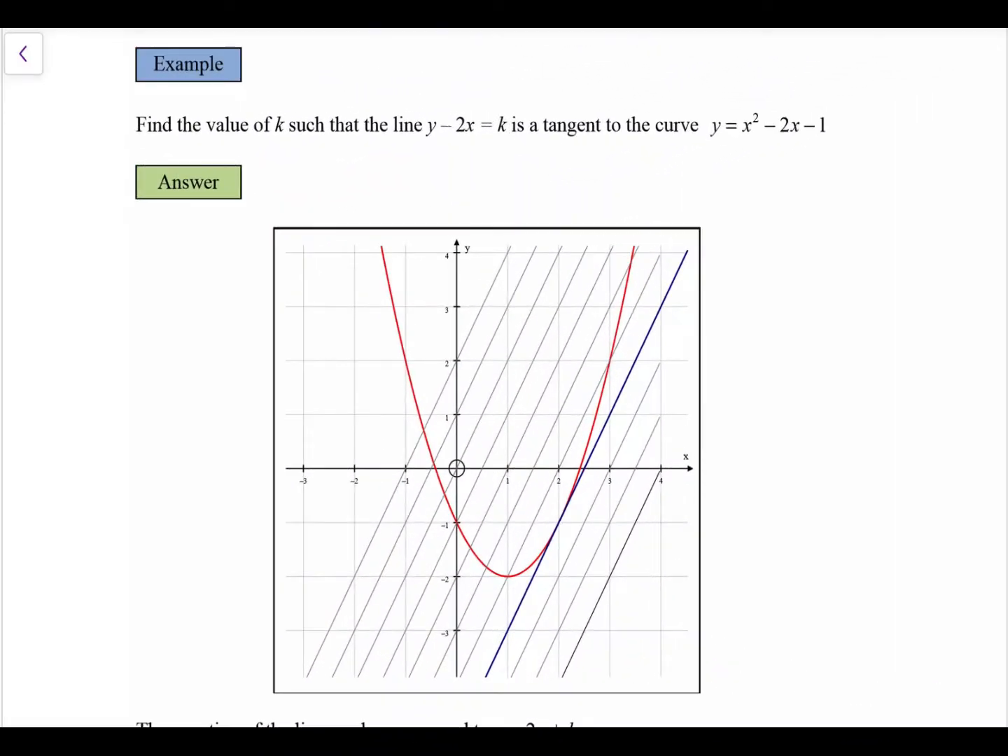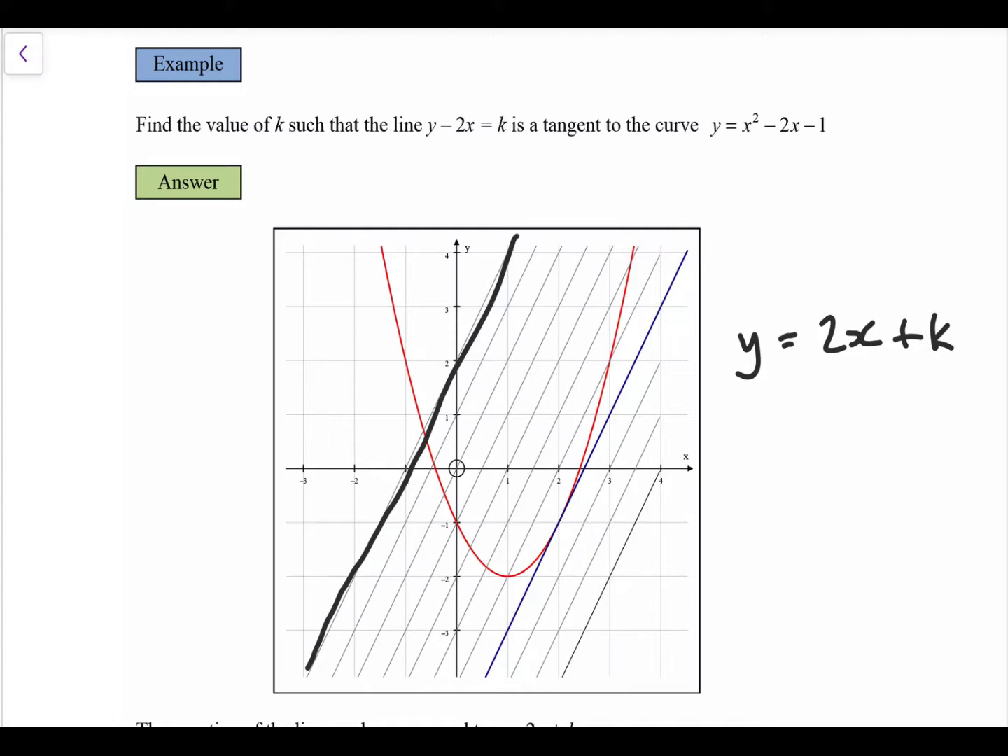So for example, we want to find the value of k such that that line is a tangent to the curve. That line there, if we rearrange it, is just y equals 2x plus k. So it's a line that's got a gradient of 2 and a y-intercept of k. You can see I've got lots of different lines there that have different values of k. For example, this one here is y equals 2x plus 2. Certainly it's going to have 2 points of intersection.